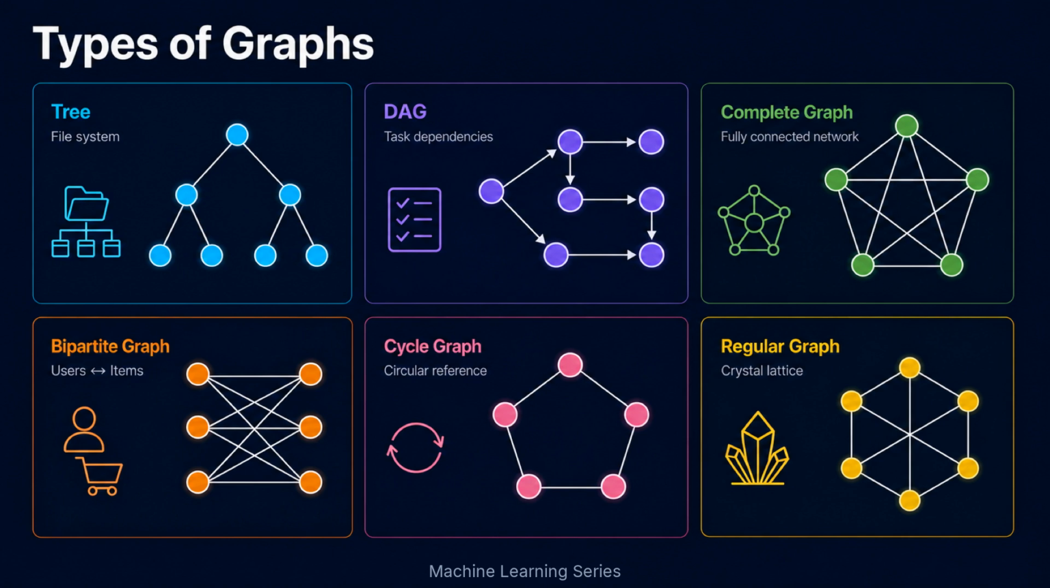A bipartite graph has two distinct groups of nodes, where edges only connect nodes from different groups. This is the structure behind recommendation systems, connecting users to items. A cycle graph forms a single loop, while a regular graph has every node with the same number of connections, like atoms in a crystal lattice.